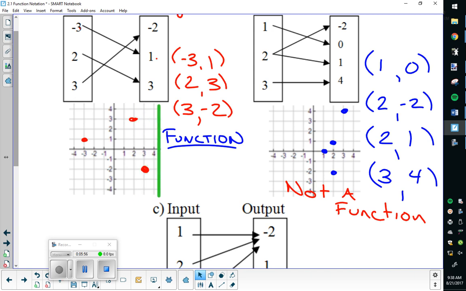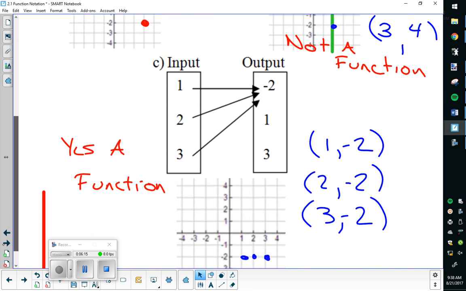Did I touch it ever more than once? No, so it passed the vertical line test. Let's look at graph number 2. Tell me stop when I touch it more than one spot. Stop right there. I'm touching 2 points vertically on top of each other. That means it doesn't work. Okay, that is not a function.